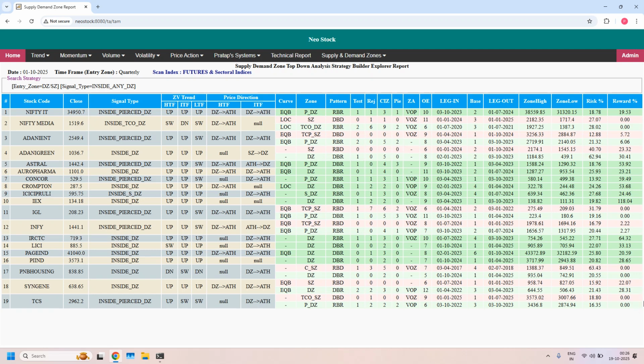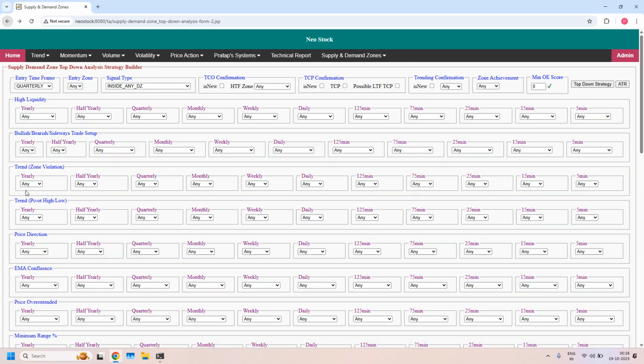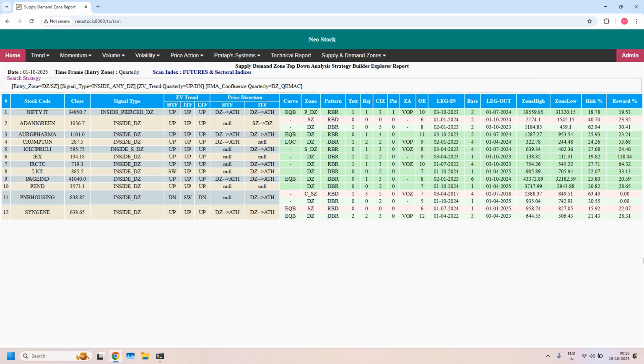We can further filter this list based on quarterly demand zone having quarterly EMA confluence. It is quarterly demand zone having quarterly EMA. At the same time, trend on the quarterly should not be sideways, so it can be up or down trend. We got 12 stocks.